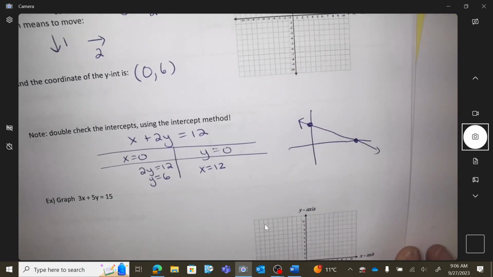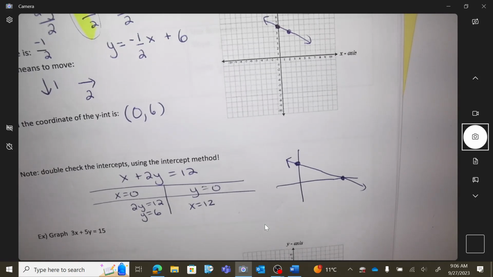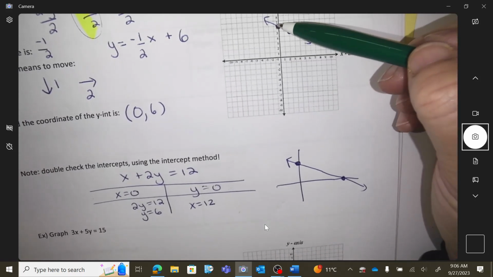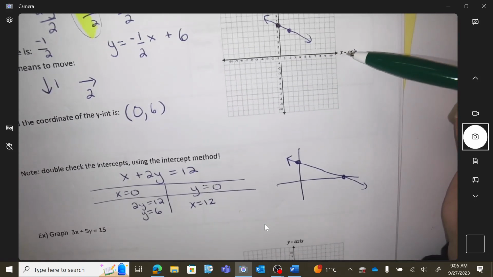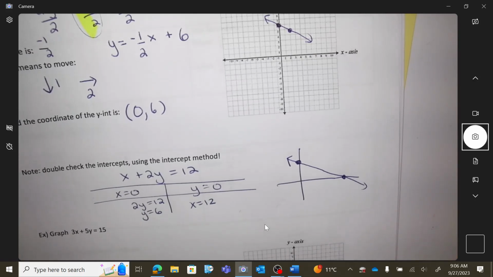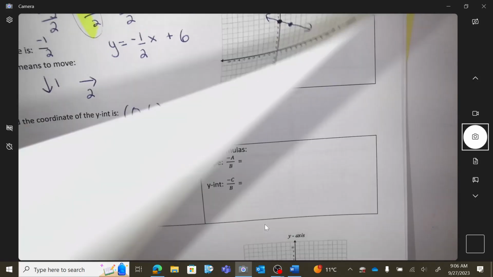So would that look like it's the same thing going on? 6 here, and if I kept going, does it look like it would be over here at 12? Would that make sense? It fits all together, right? So you can see how I'm doing two different methods. It's going to make the same line. Okay, let's do one more.